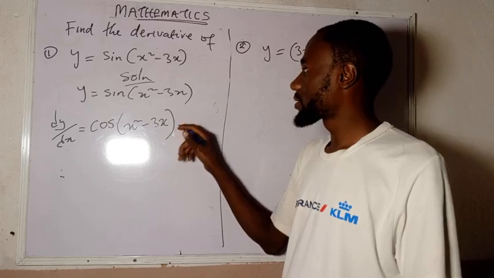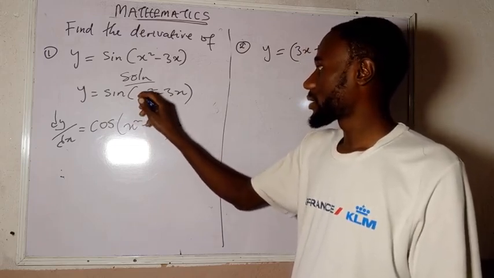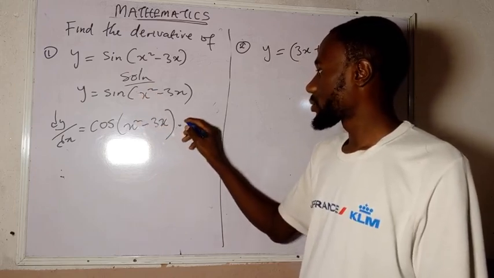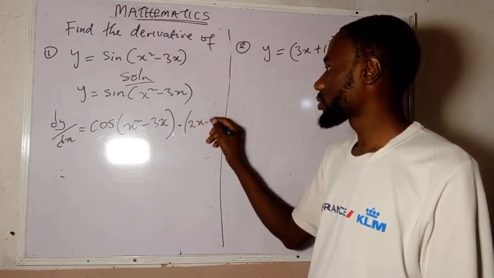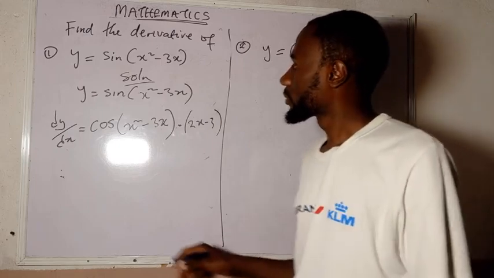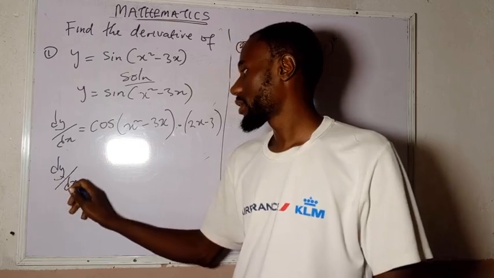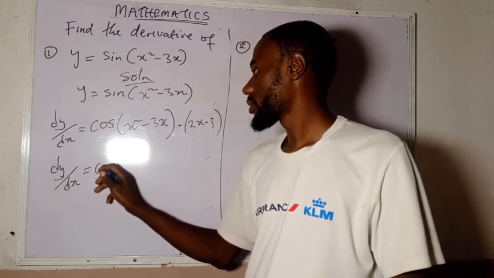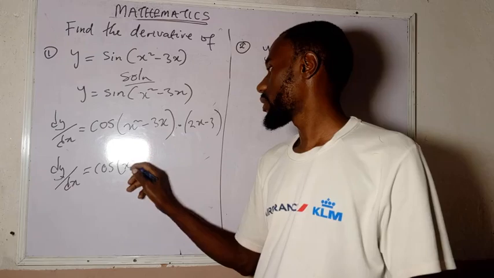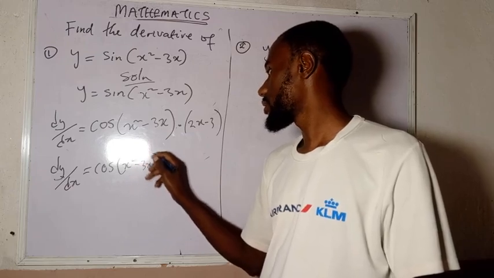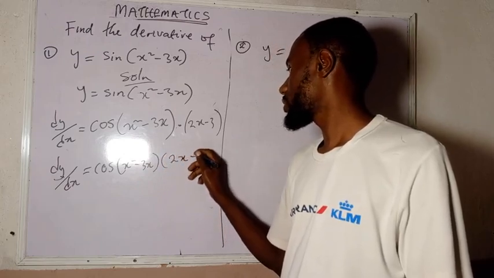Therefore we multiply by saying we differentiate x squared will be 2x, minus 3x will be 3. Then therefore dy/dx is equal to cos(x squared minus 3x) into (2x minus 3).